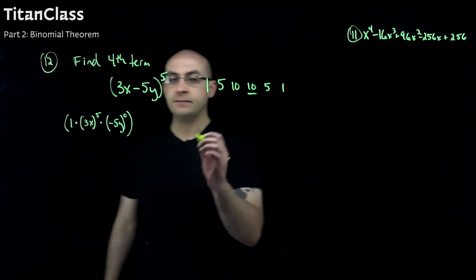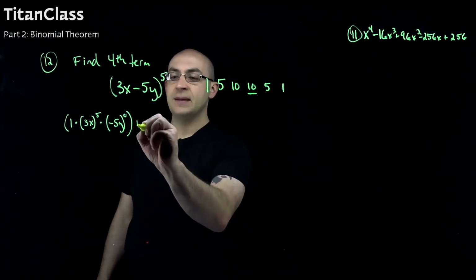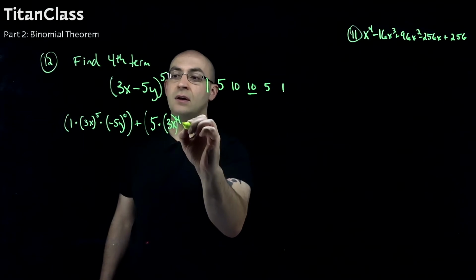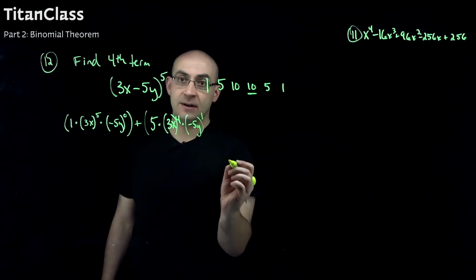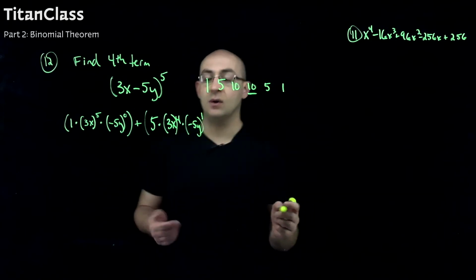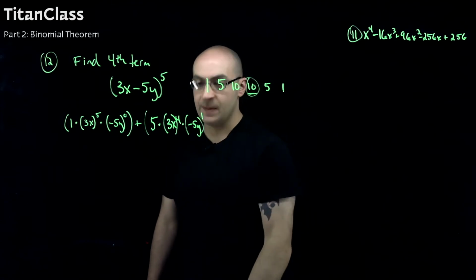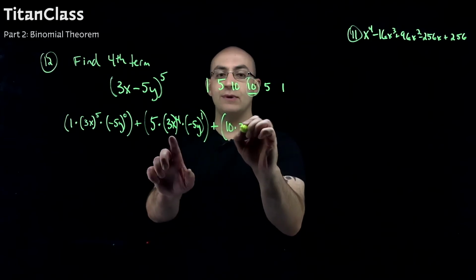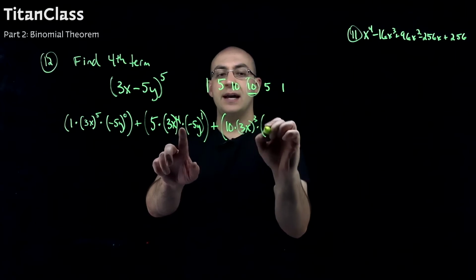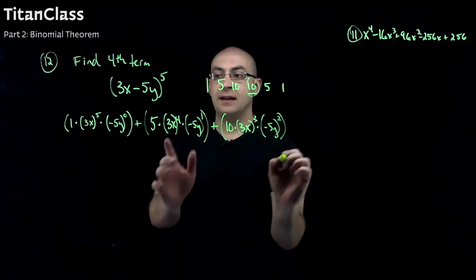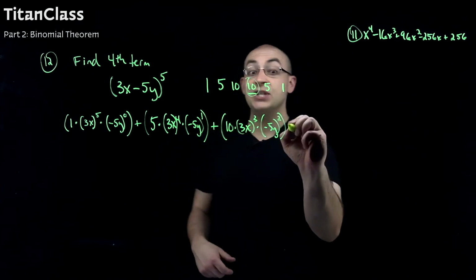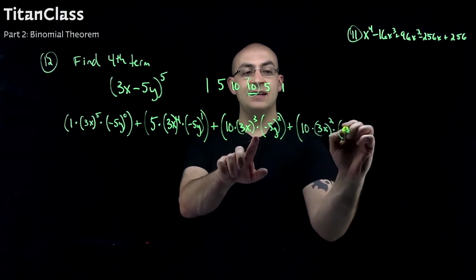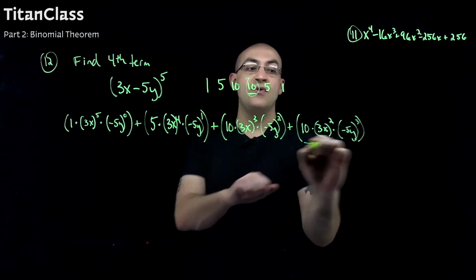That's going to be my first term. Now, I actually don't have to evaluate that, because that's unimportant. But let's keep going. 5 is my next coefficient times 3x to the 4th times negative 5y to the 1st. Again, second term, I don't even have to evaluate it, because all I want to evaluate is that term at that number. Plus 10 times 3x to the 3rd times negative 5y to the 2nd. Again, I don't need any of these. I only have to evaluate the last one, which is this one coming up. 10 times 3x to the 2nd power times negative 5y to the 3rd power. That's what I need to evaluate.